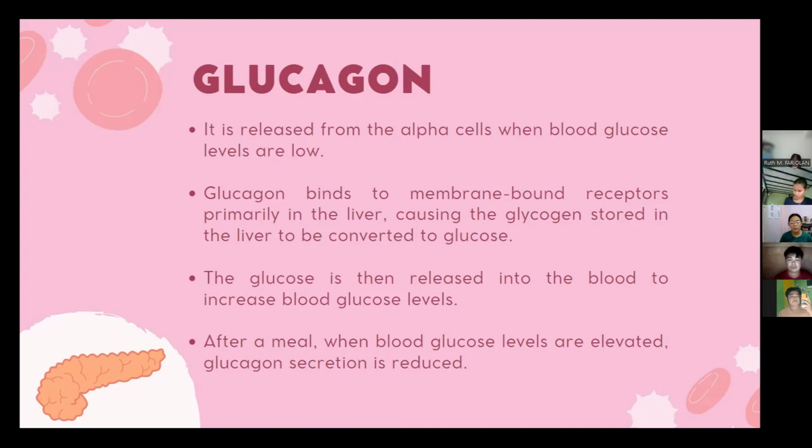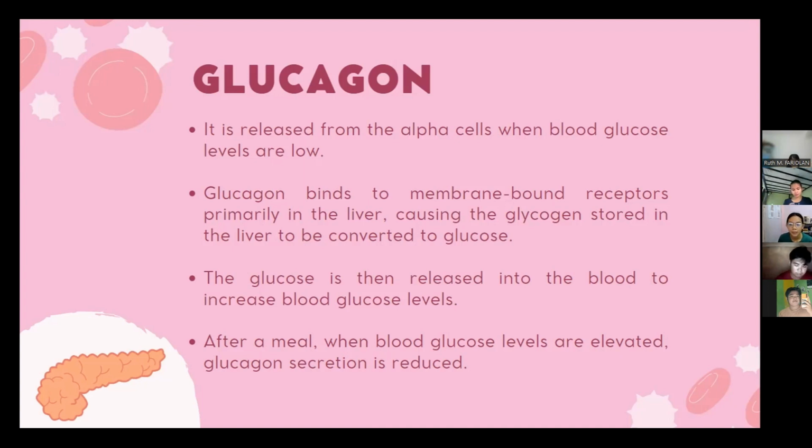So after a meal, when blood glucose levels are elevated, glucagon secretion is reduced. So in a well-regulated system, the release of glucagon is inversely correlated with the blood glucose levels. After a meal, when the blood glucose levels are elevated due to the digestion and absorption of nutrients, the secretion of glucagon is reduced. This reduction in glucagon helps prevent an unnecessary increase in blood glucose levels, allowing insulin to take the lead in facilitating nutrient uptake by the cells.